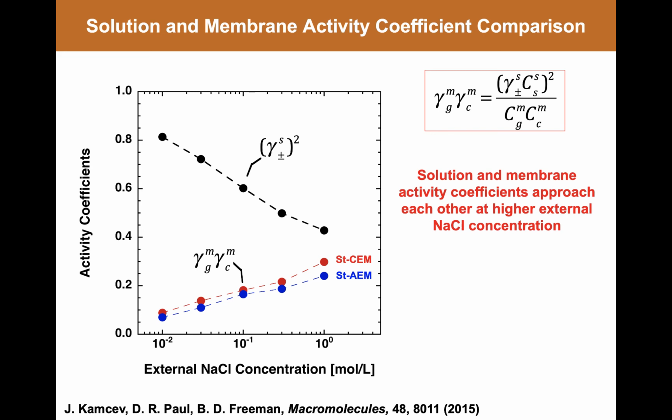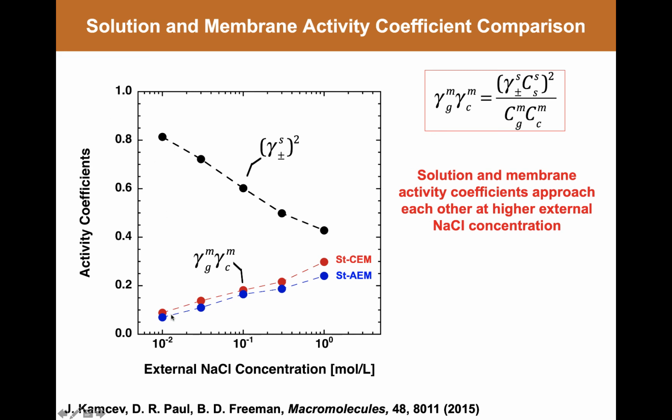If an activity coefficient is greater than 1 in this scenario, it means that the ions prefer to partition into the solution relative to the membrane. And if the activity coefficient is very much higher than 1, it means you'll find most all the ions in solution and very few in the membrane.